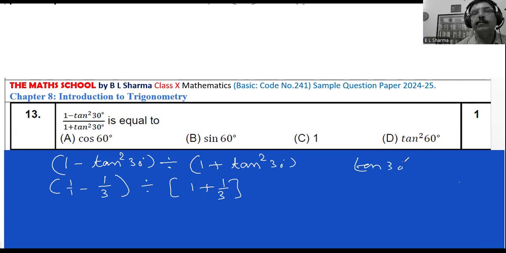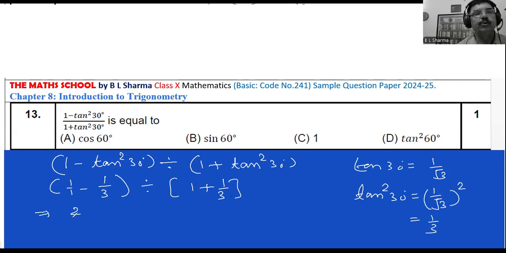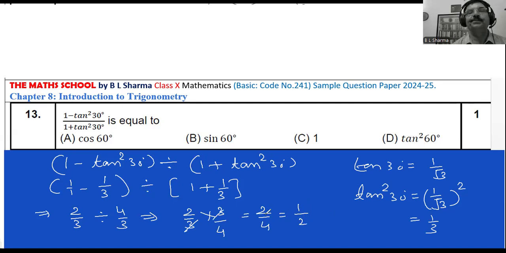Tan 30 degree is 1 upon root 3. So its square will be square of 1 upon root 3, that is 1 upon 3. So we can write 2 by 3 divided by 4 by 3. 2 by 3, 3 by 3, 3 and 3 cancel. 2 by 4, that is 1 by 2.